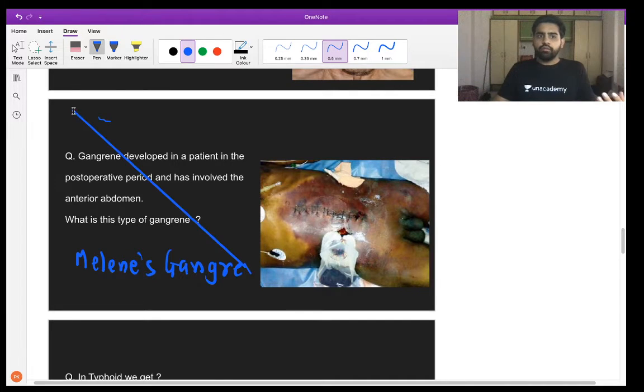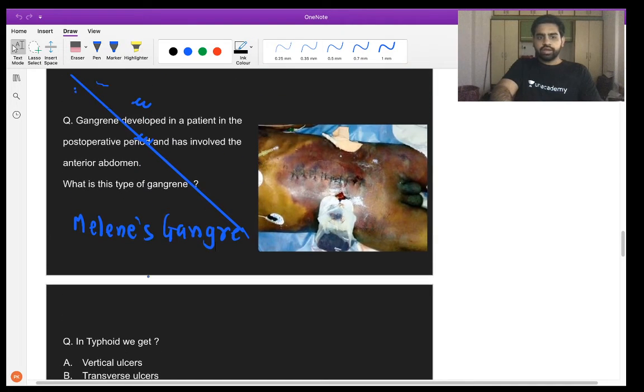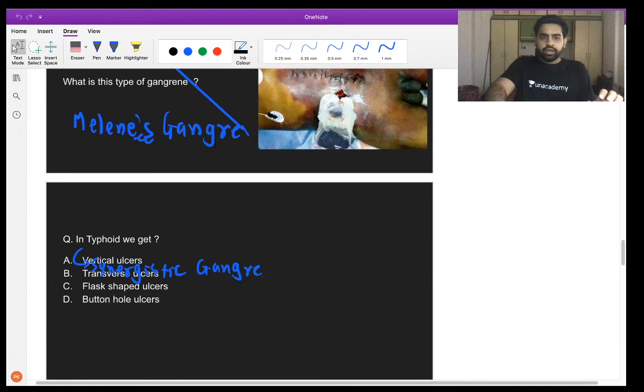Please understand: post-operative gangrene, anterior abdominal wall, Meleney's gangrene. Another point is, what is the most common organism associated with this? I'm really sorry for my laptop. It is also referred to as a synergistic gangrene. What do you understand by synergistic gangrene? It is caused by gram positive aerobes as well as anaerobes. Staphylococcus and others will also be involved, but at the same time Clostridium will also be a very important part of it. So yes, this is Meleney's gangrene, synergistic gangrene.